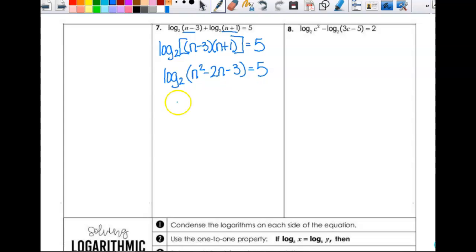All right, so I get 2 to the 5th equals n squared minus 2n minus 3. What's 2 to the 5th? 32. Very good. So we get 32 equals n squared minus 2n minus 3. Then I want you to set it equal to 0, factor it, solve it, check your answers. Give you a second to get that done.